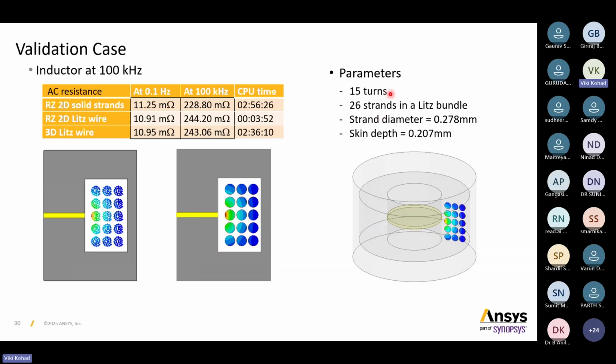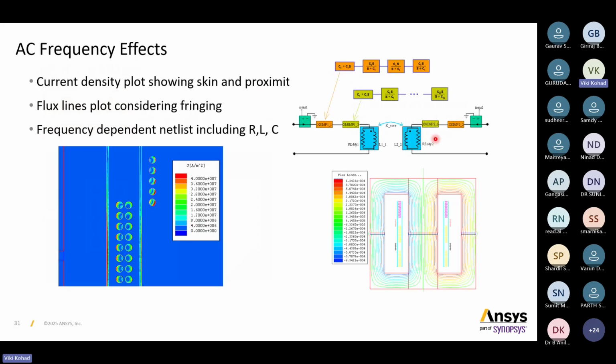These are the parameters we use for this one: strands diameter and skin depth. You can see this is the AC frequency effect. The current density plot is there to show your skin effect and the proximity effect. These are the flux lines, and this is your current density plot.